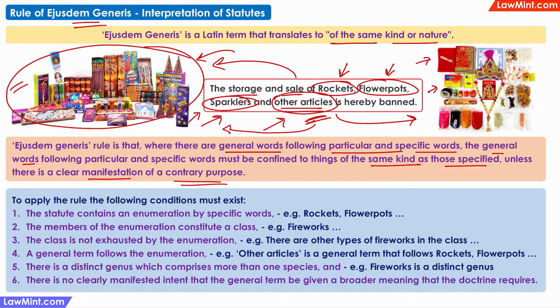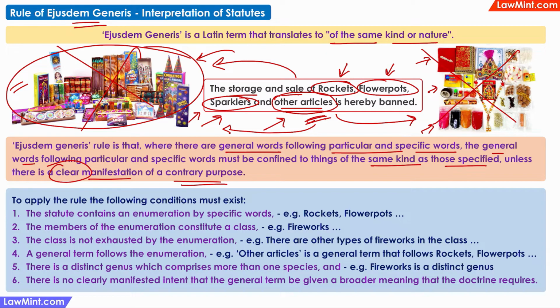It may be clothes or decorations or puja articles, which are not fireworks. So this rule will essentially prevent the person from storing and selling anything and everything, which would be an injustice. On the other hand, if the intention of the statute was to ban the storage and sale of everything, then that should have been clearly clarified in the statute itself.